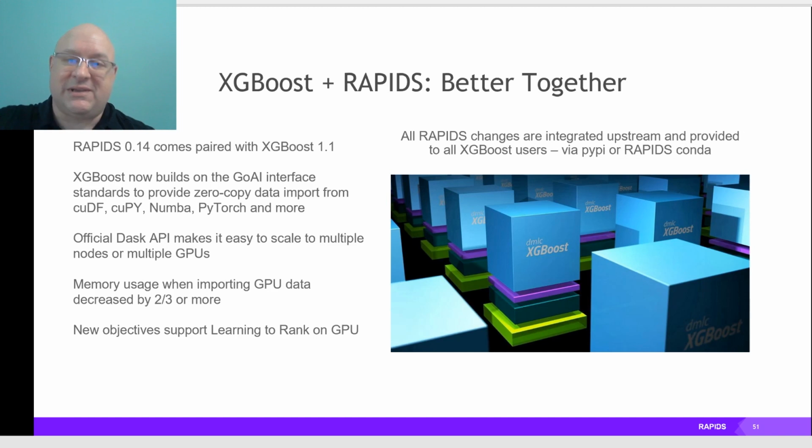XGBoost was, and still is, probably the most important machine learning package that we've linked into Rapids. We've had it from the beginning. XGBoost now builds with a very tight connection into Rapids. It's able to do zero copy data import from cuDF, cuPy, Numba, or PyTorch. And it's been rewritten and improved as we've evolved together. We're able to use much less memory, oftentimes 2/3 less memory than before. And we can support new capabilities like learning to rank on the GPU now.